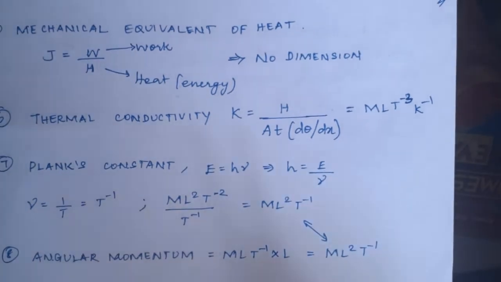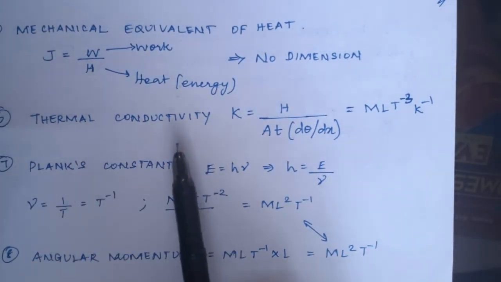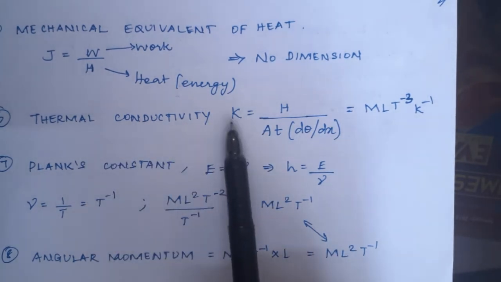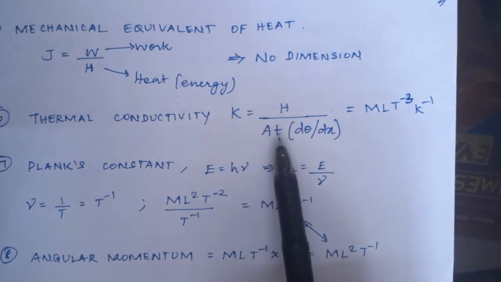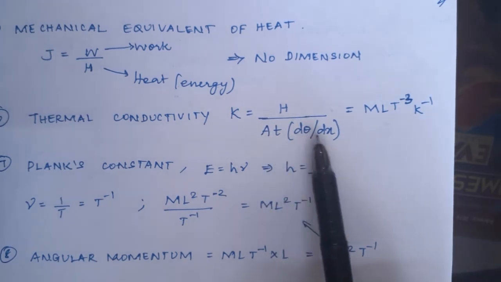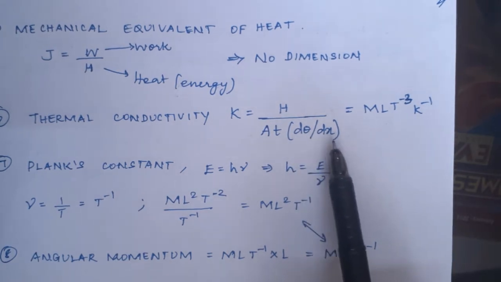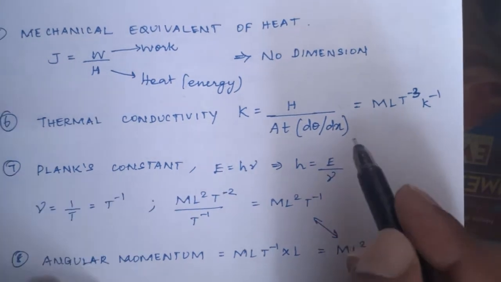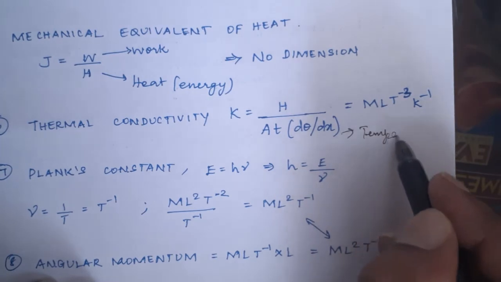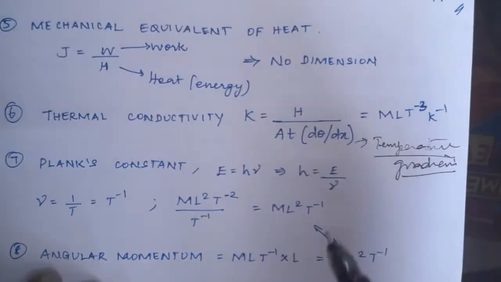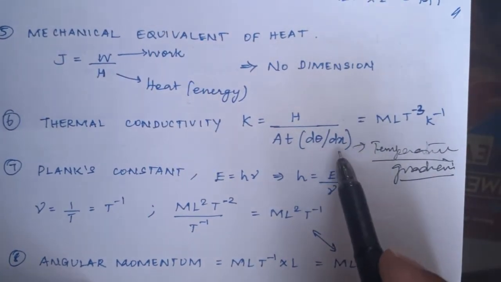Then we will go for thermal conductivity, which involves temperature. Temperature is measured in Kelvin. Here K refers to thermal conductivity, the symbol of thermal conductivity. It is defined as H by A into T, energy crossing per unit area, per unit time, per unit temperature gradient. Temperature gradient is d theta by dx. Change in temperature with respect to distance is called temperature gradient.